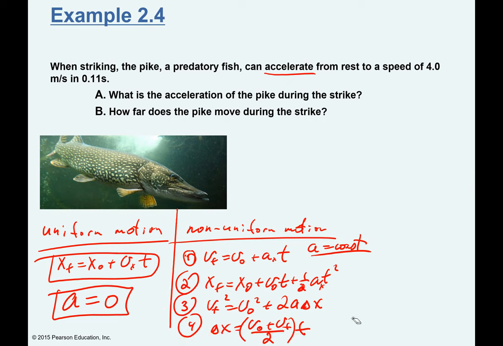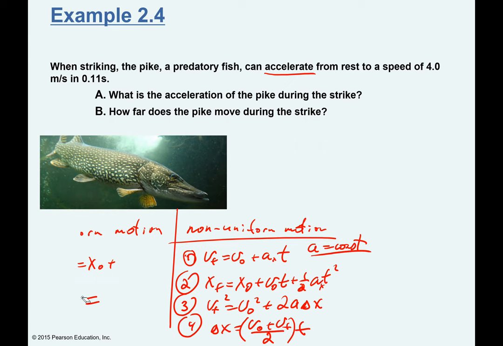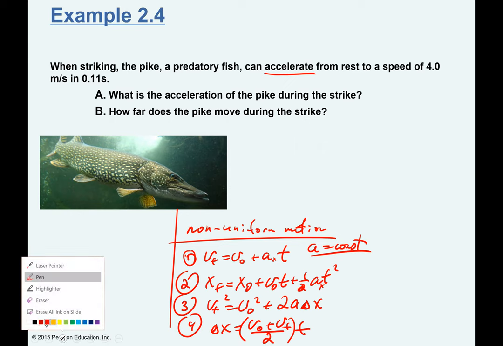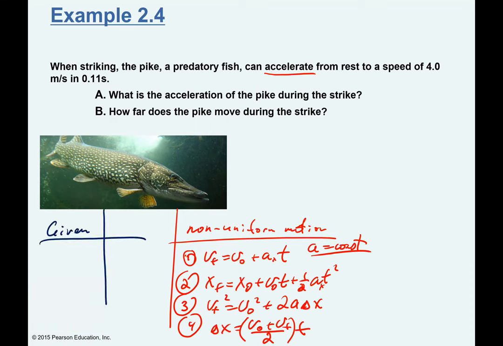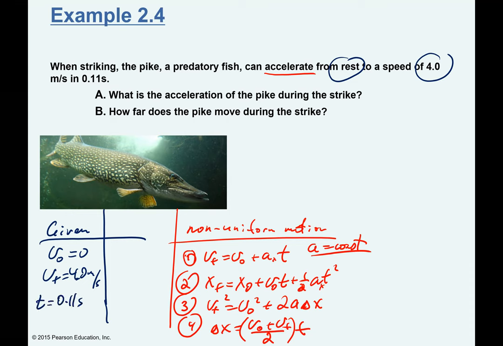Okay. So we recognize it's a non-uniform motion. It's important to make a table of given information. So what I'm given here is this: when striking, the fish can accelerate from rest to a speed of 4 meters per second in 0.11 second. From rest means your initial velocity is 0. To a speed of 4 meters per second means final speed is 4 meters per second. The time interval is 0.11 seconds, where you take initial time to be basically 0. We can also take the initial position as 0 when the fish starts moving. What we need to find for part A is the acceleration, and for part B is X final.